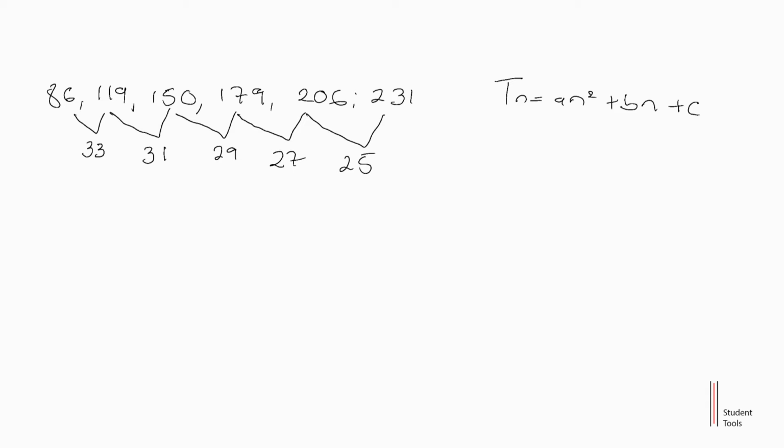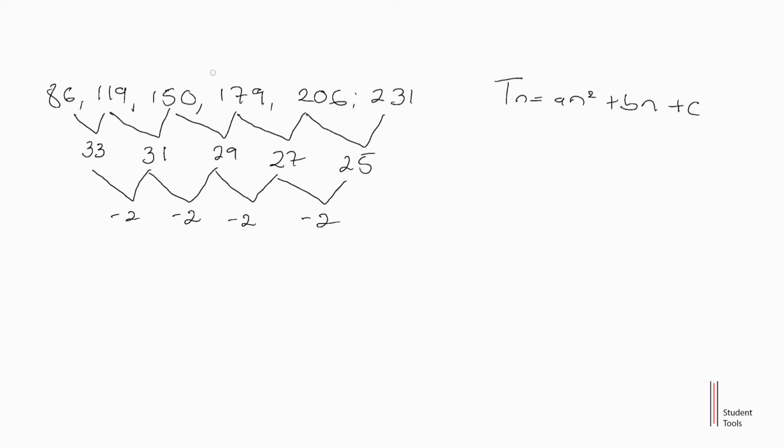Okay, so now we have the first differences. Next, we have to get the second differences. So again, it's the second term minus the previous term. So 31 minus 33, it is negative 2, and 29 minus 31, that is negative 2 as well. 27 minus 29, that is negative 2. 25 minus 27, that is negative 2. So indeed it is a quadratic pattern because we have a common difference on the second differences.